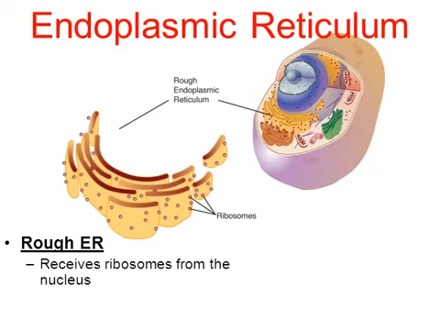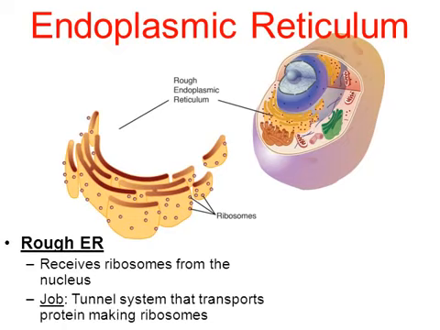So we mentioned a moment ago that the nucleolus makes ribosomes. The ribosomes then exit the nucleus and travel along this tunnel system known as the rough ER. And that's kind of the job of the rough ER, to receive the ribosomes and transport and carry around the ribosomes from one part of the cell to another. As you can see, we finally see what the job of a ribosome is. Protein-making ribosomes. So that's the job of a ribosome, to make a protein. So the rough ER will transport the ribosomes as the ribosomes are making a protein.